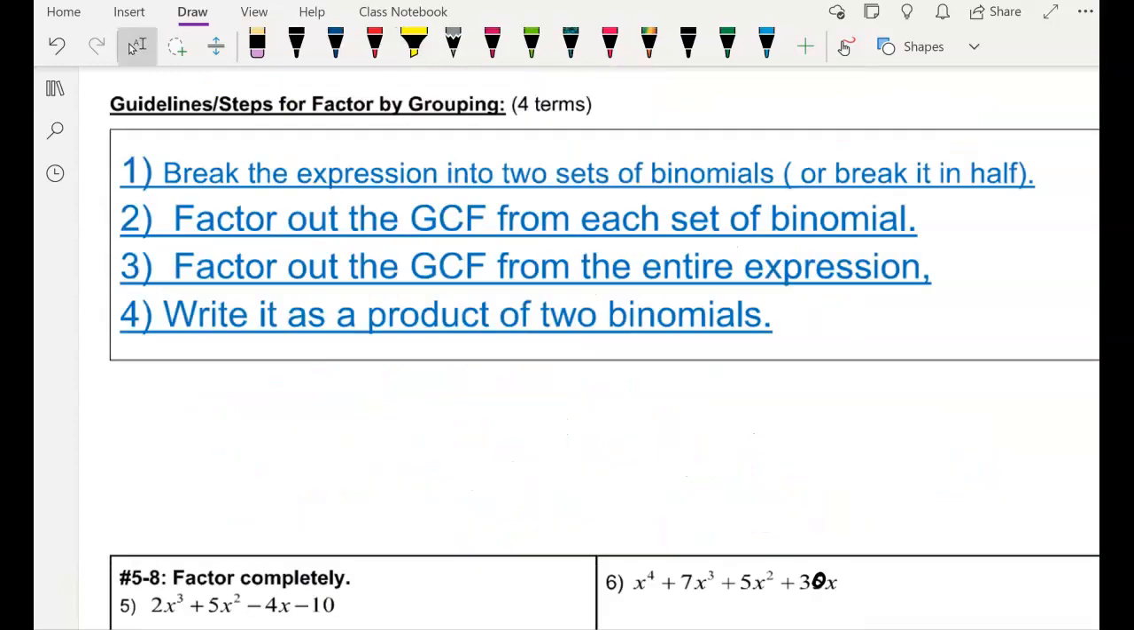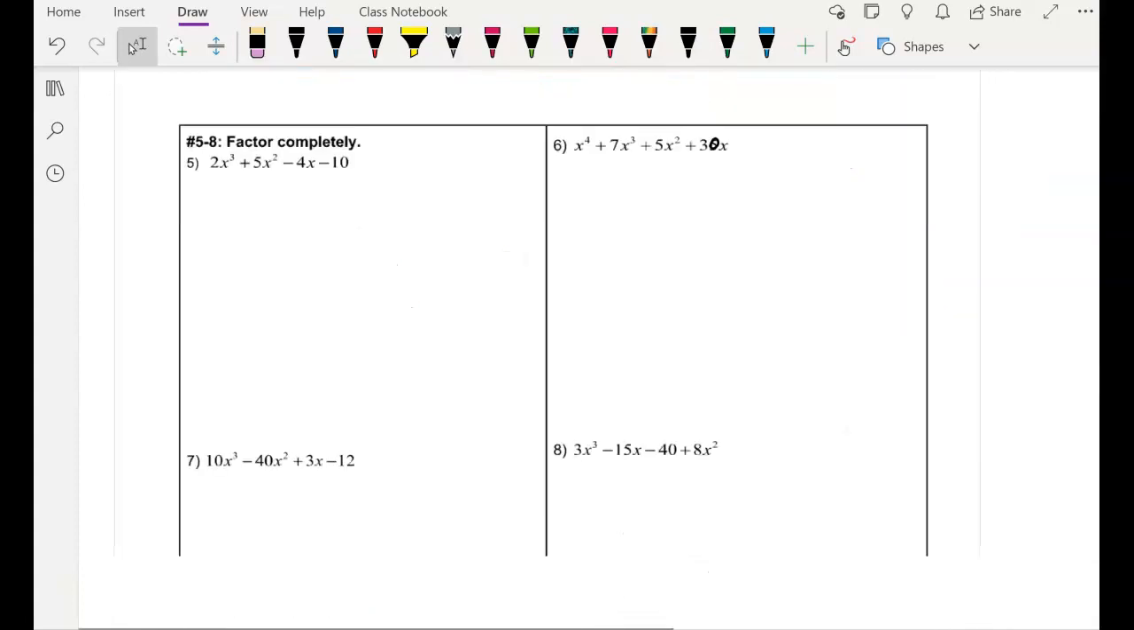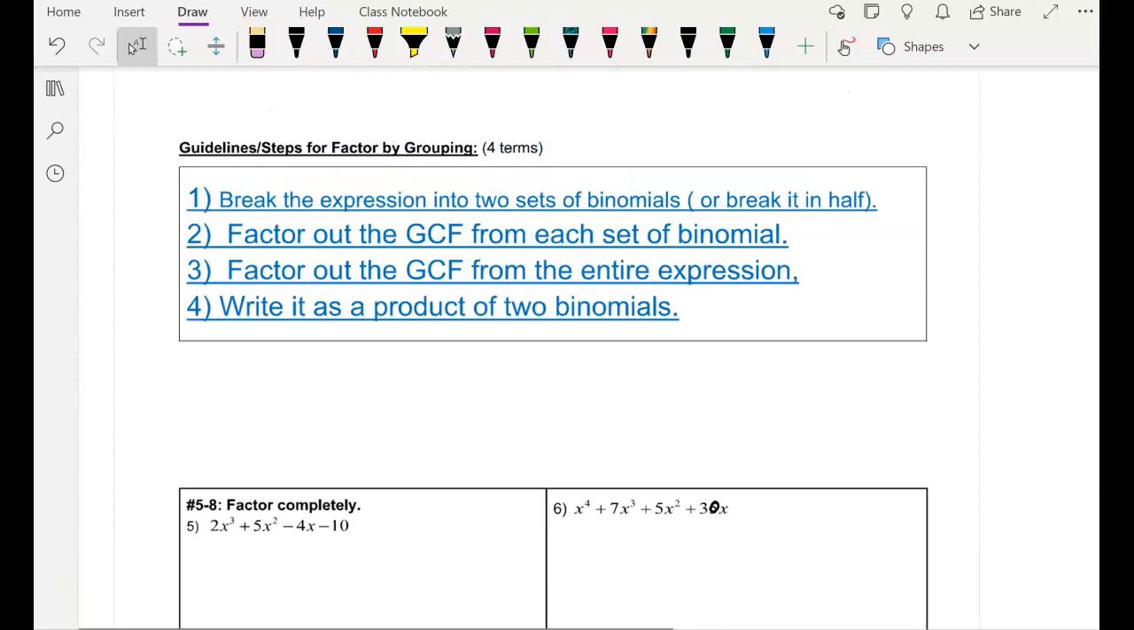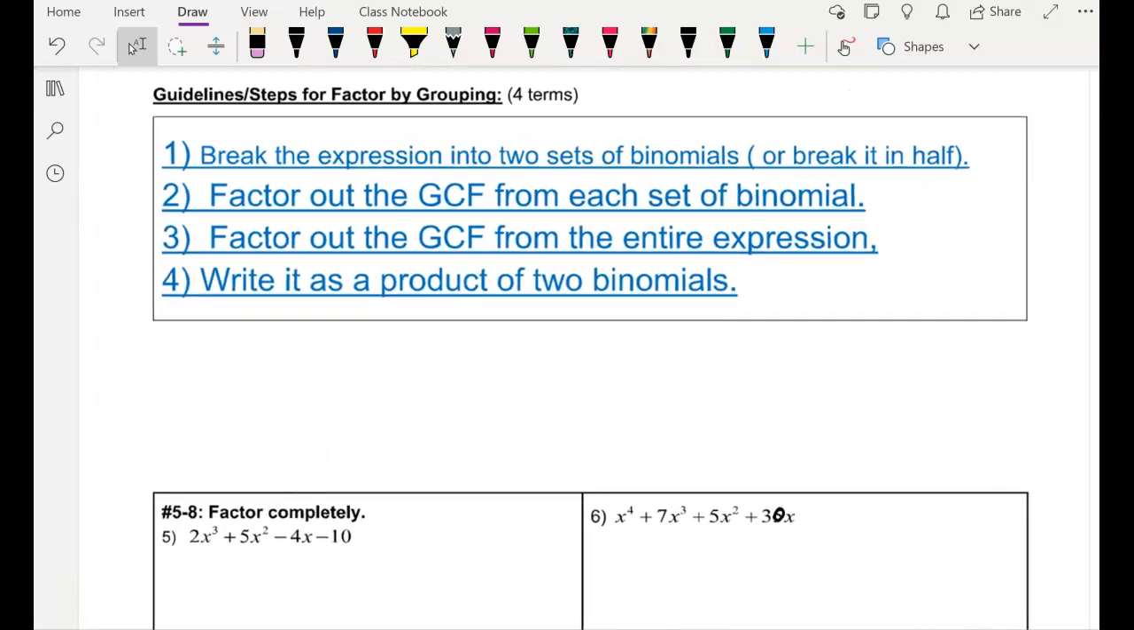So these are the guidelines for factoring 4 terms. When we say 4 terms, these are what we mean, down here. Break the expression that you have into 2 sets of binomials. Remember, binomials means 2 terms each. Break it in half. And then step number 2 says factor out the GCF from each set of binomial. Factor out the GCF from the entire expression. Write it as a product of 2 binomials.